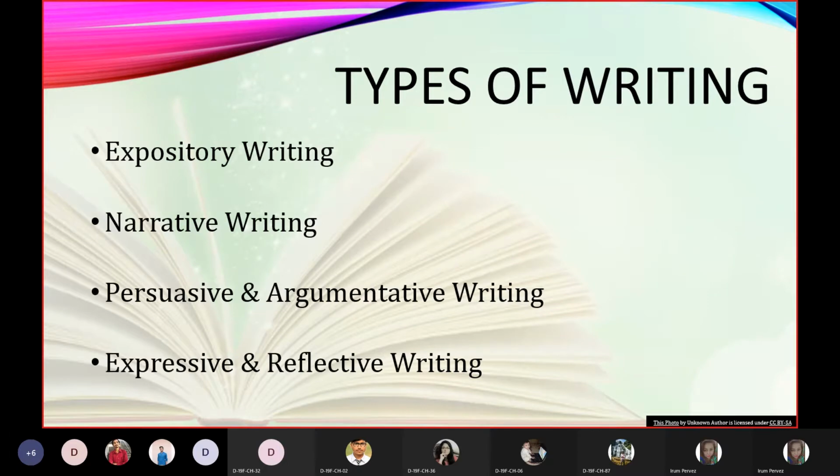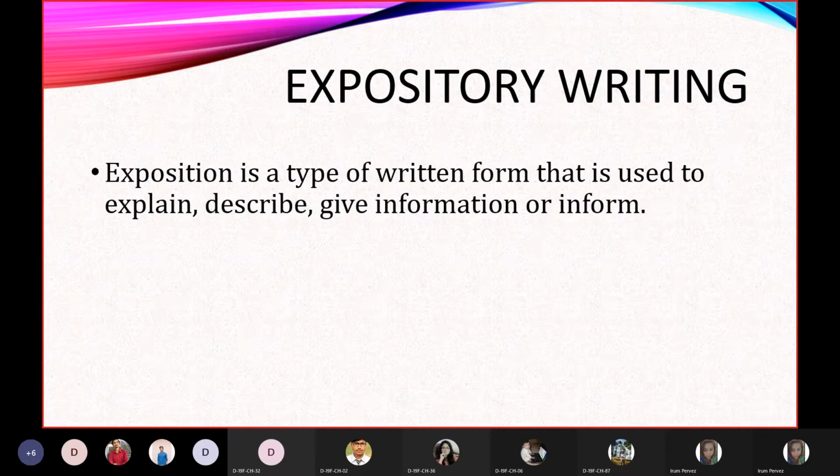So there are different ways of writing about certain things. Expository is one of them. Expository writing, also called exposition, is a type of written form that is used to explain, describe, give information, or inform. In expository writing, we expose things in different ways. Expository means to expose the things, explain the things, describe things, and give information, right? Or we inform them. When you learn narrative, you will be able to differentiate between the two very clearly. But for now, we need to understand that expository means when we define or describe something, when we explain something.